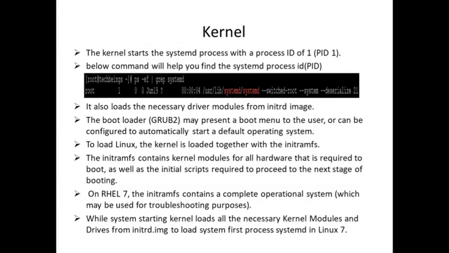Modules for all hardware that is required to boot, as well as the initial scripts required to proceed to the next stage of booting. On RHEL 7, the initramfs contains a complete operational system which may be used for troubleshooting purposes. While the system is starting, the kernel loads all the necessary kernel modules and drivers from the initrd image to load the system's first process, that is systemd in Linux.